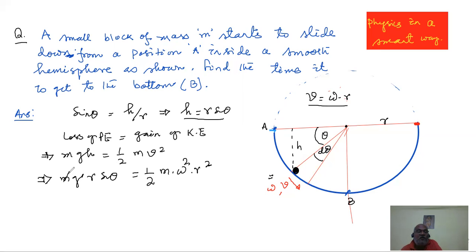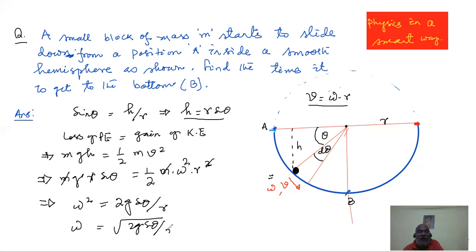So if you now cancel both sides, one r will be cancelling out, and ultimately we got omega square equal to 2g sine theta divided by r, and finding omega, it will be equal to square root of 2g sine theta divided by r.